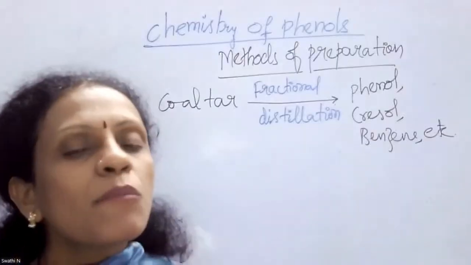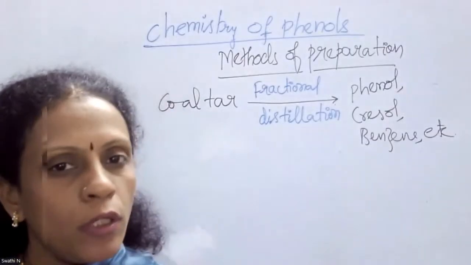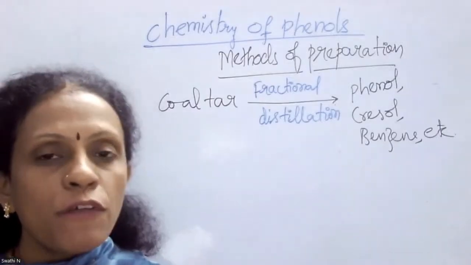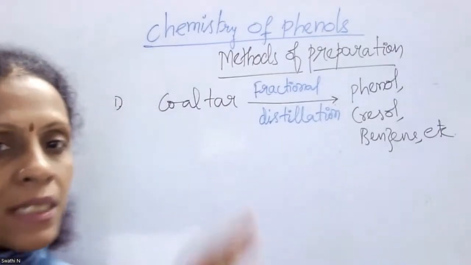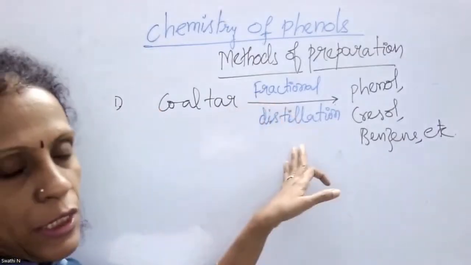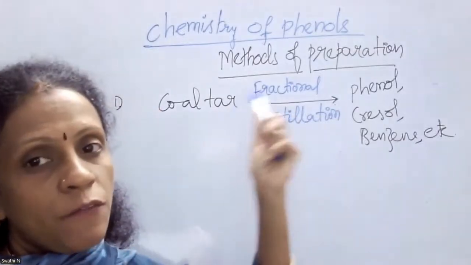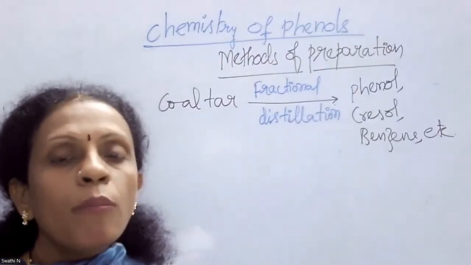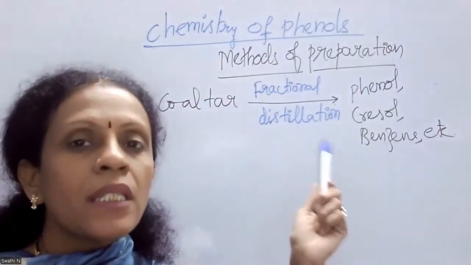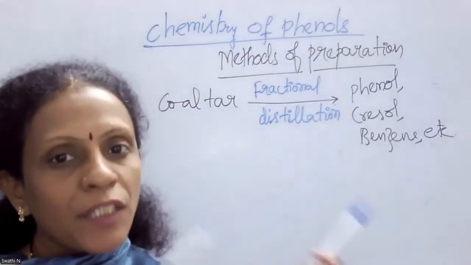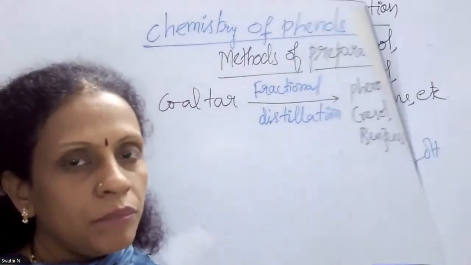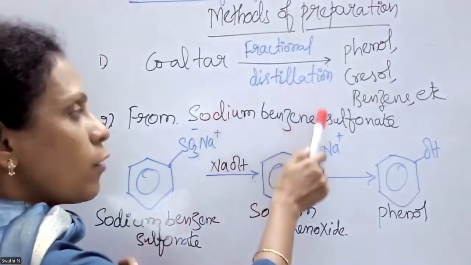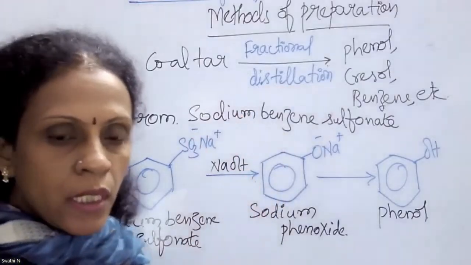Now let me discuss some of the important methods of preparation of phenols. One of the most important preparations, where large scale production of phenols is usually achieved, is by subjecting coal tar to fractional distillation. Whenever coal tar is subjected to fractional distillation, it gives a mixture of organic compounds. Compounds such as phenols, cresols, and benzene are obtained by purifying the fractions obtained from the coal tar. Phenol can be obtained even by fusing sodium benzene sulfonate with sodium hydroxide.